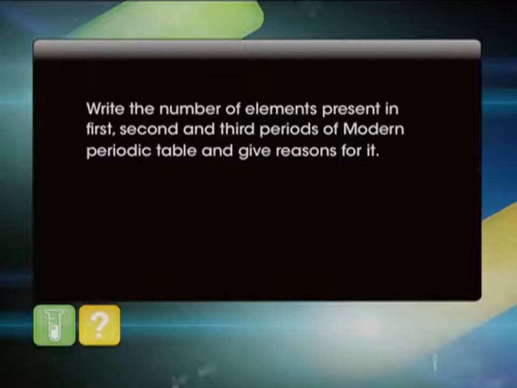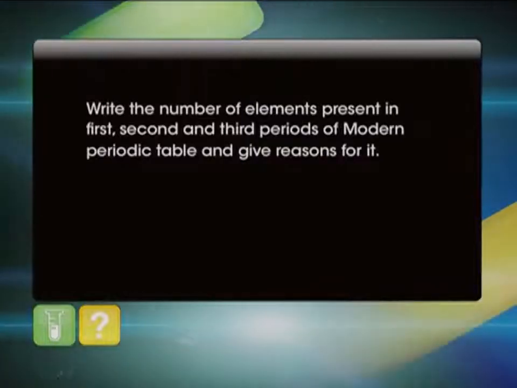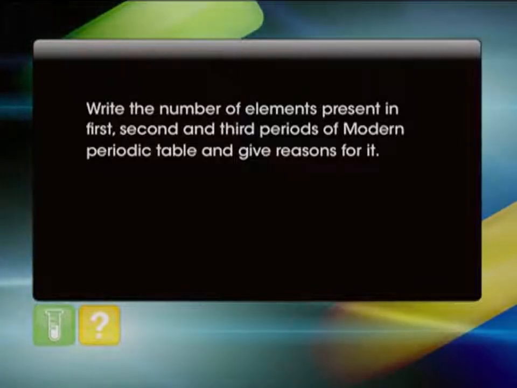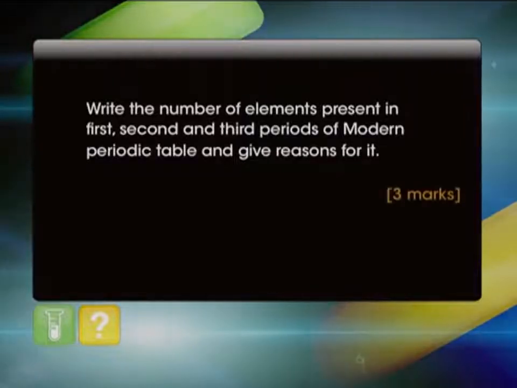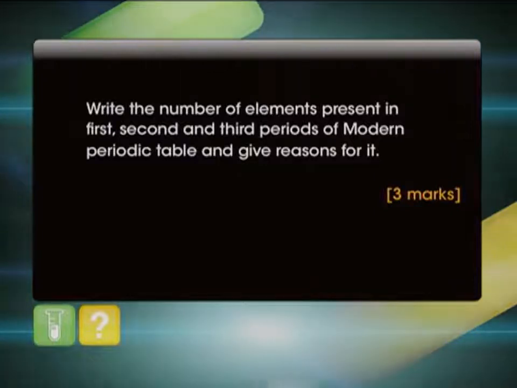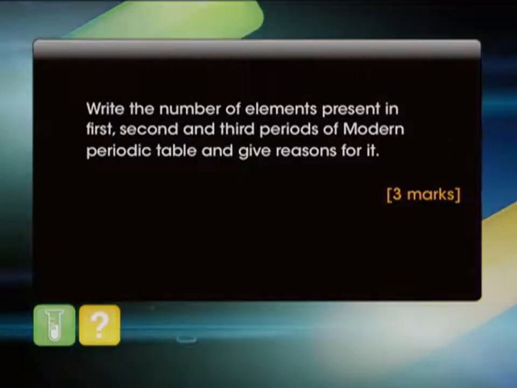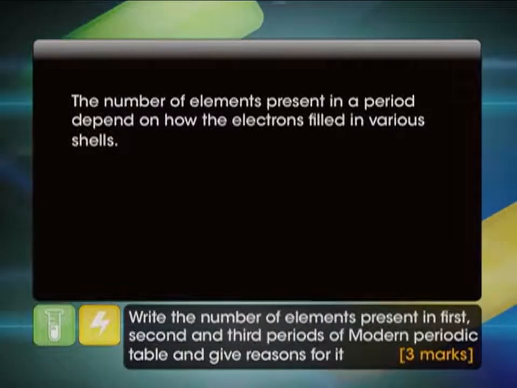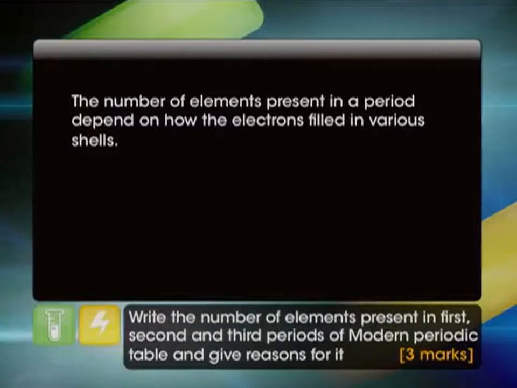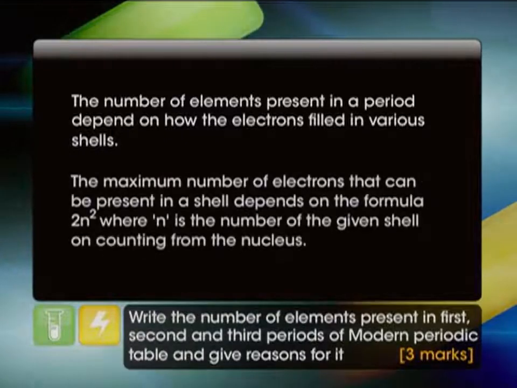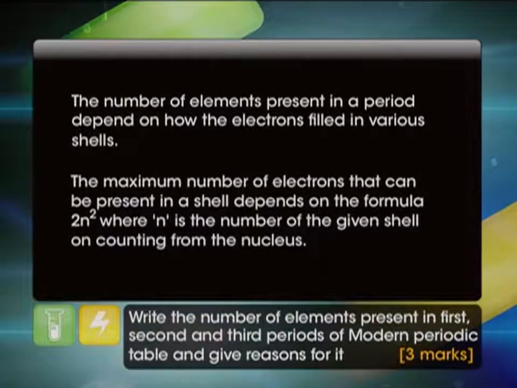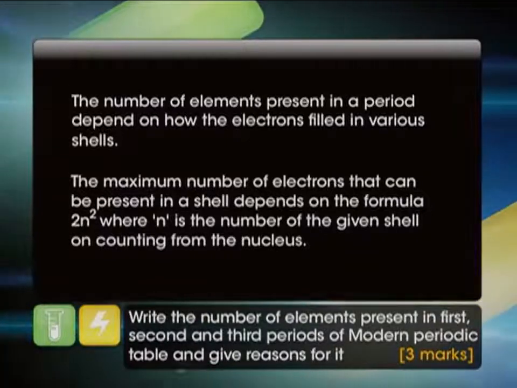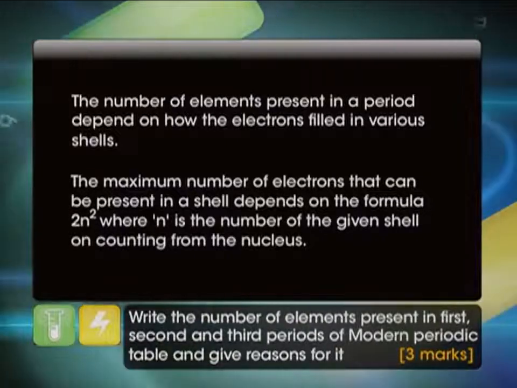Write the number of elements present in first, second and third periods of modern periodic table and give reasons for it. The question is for 3 marks and is difficult. So, take a look at the answer carefully. The number of elements present in a period depends on how electrons are filled in various shells. The maximum number of electrons that can be present in a shell depends on the formula 2n square, where n is the number of the given shell.